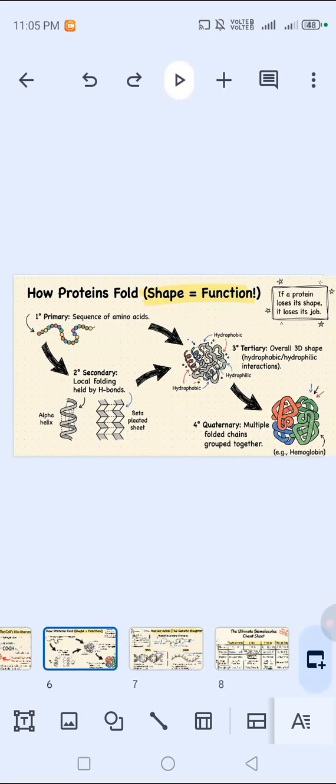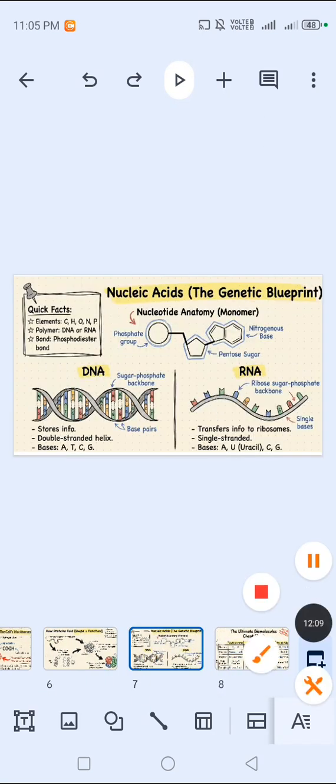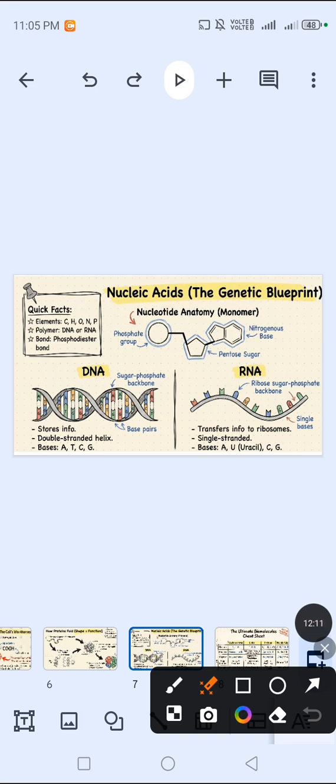Now move to the next slide, which is nucleic acid. Okay, the genetic blueprint. Finally, we have the nucleic acids, the instruction manuals of life. I mean that it's very important. And the elements found here are carbon, hydrogen, oxygen, nitrogen, and phosphorus.